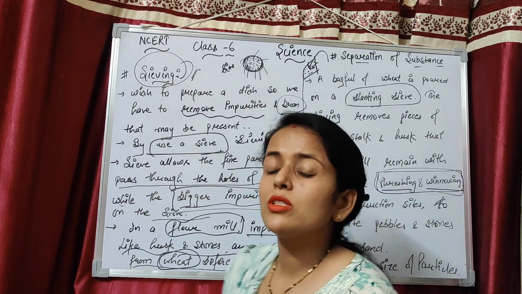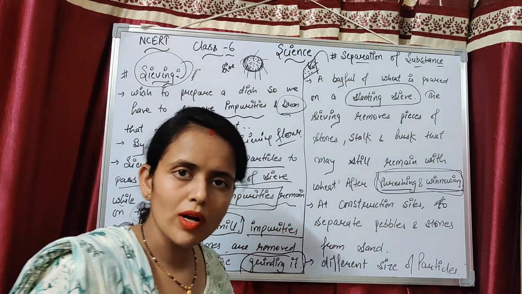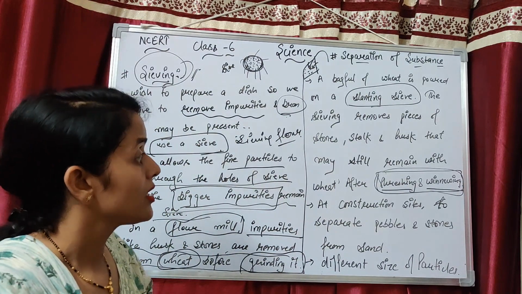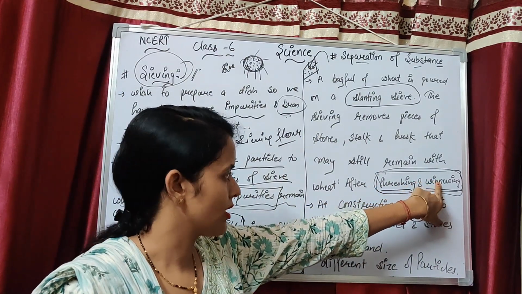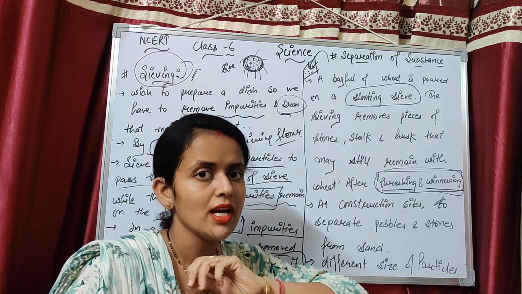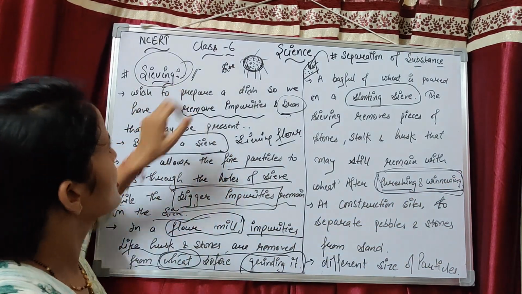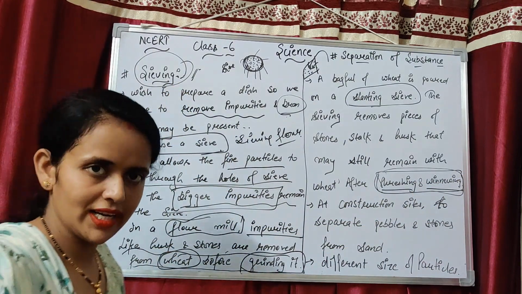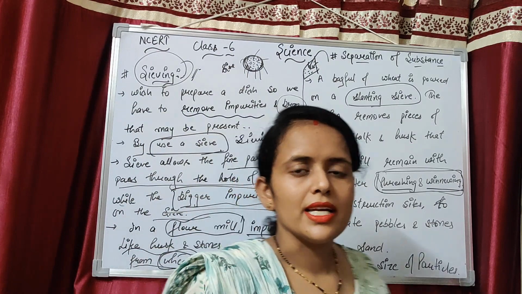Clear here? Because the sieving method is very important to clean all the impurities from our wheat. Threshing is also used to clean the wheat, and winnowing is also used to remove impurities from the wheat. But after applying these two methods, we will apply the sieving method to remove all kinds of impurities from the wheat. Okay, clear? Is there any doubt?